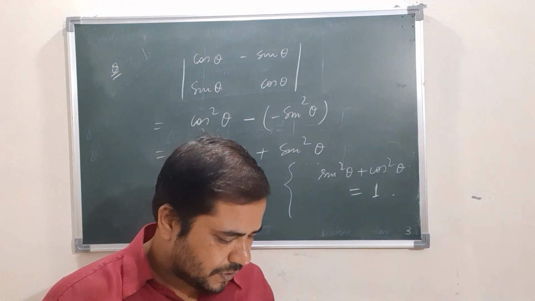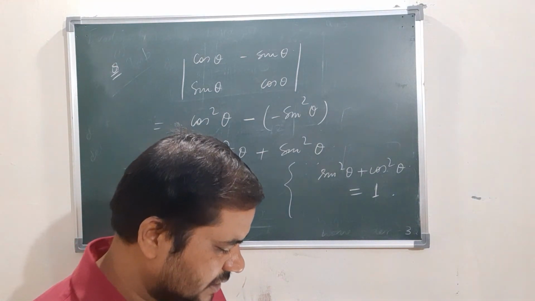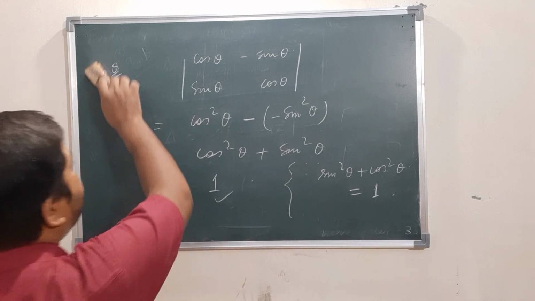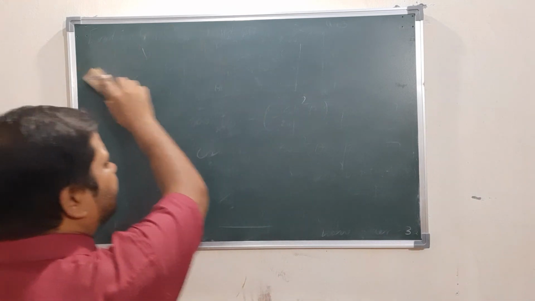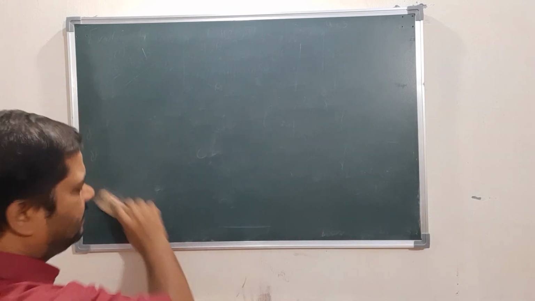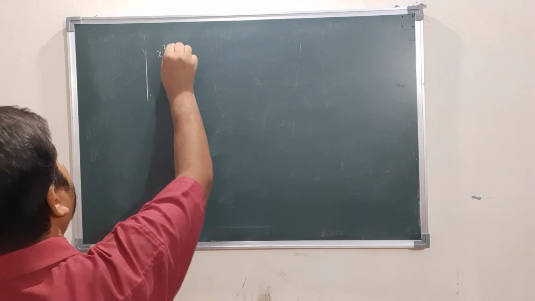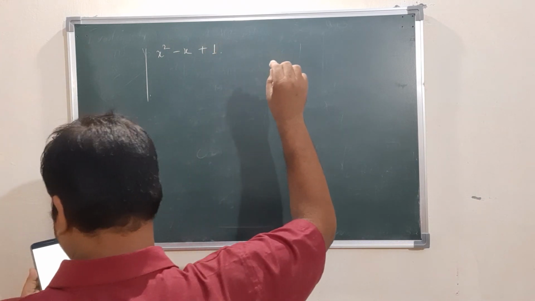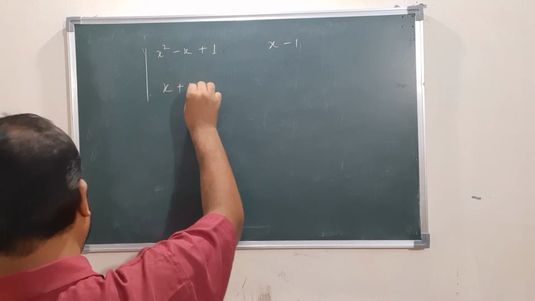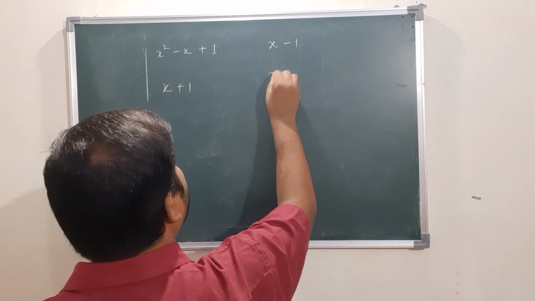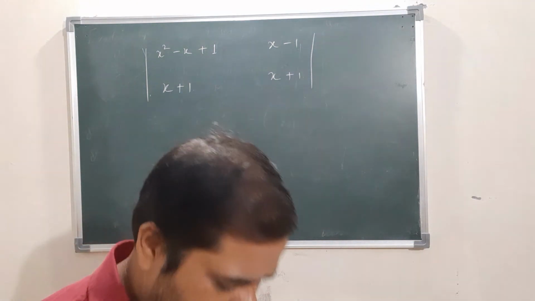See, second question. X square minus x plus 1, x minus 1, x plus 1, and this is x plus 1. Now what is the value of this particular determinant?